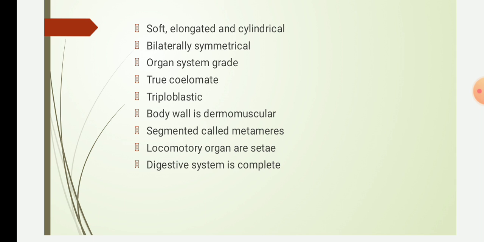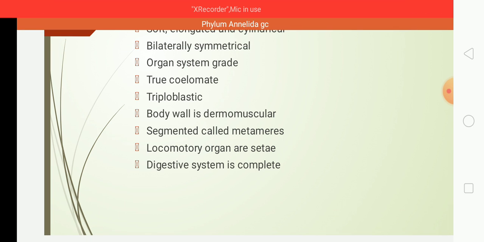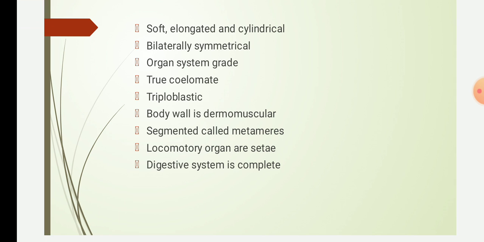Then the next one is the digestive system. They show a complete digestive system. That is, there is an alimentary canal which is tube like and complete, having a mouth which extends to the anus.